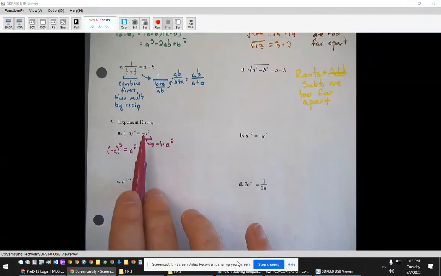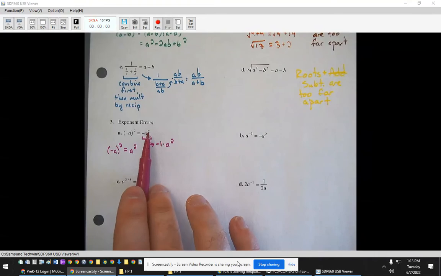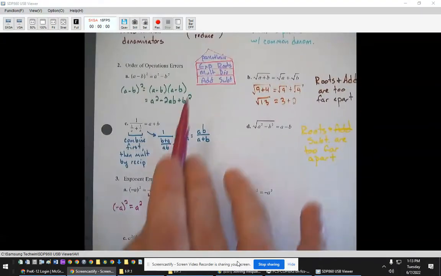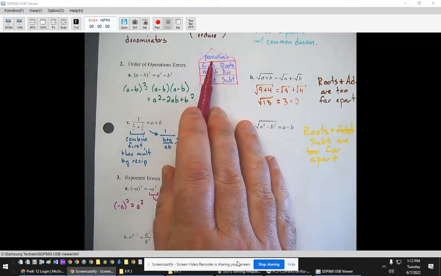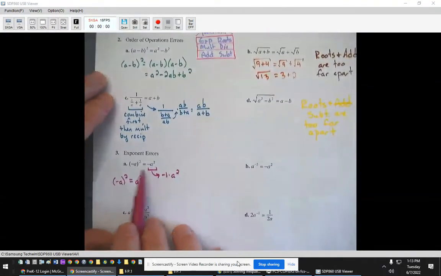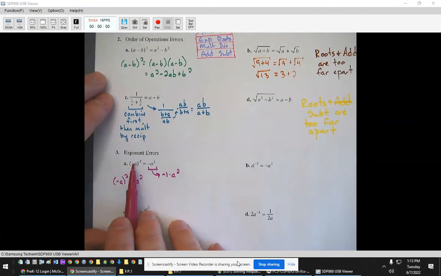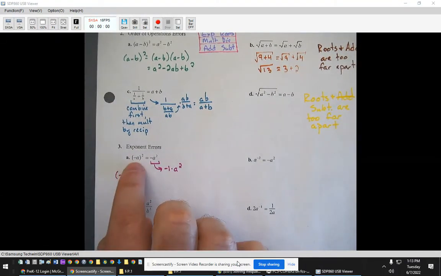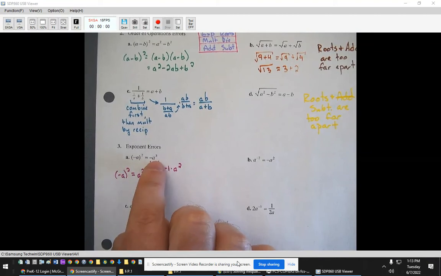So in this case, the squared gets applied first and then the negative. Where over here, the negative and the a go first because, parentheses, order of operations, that's the strongest operation. So the negative gets applied first and then the squared. That's why you get two different results here. In this case, the negative gets squared. In this case, the negative does not get squared because it's not grouped in.